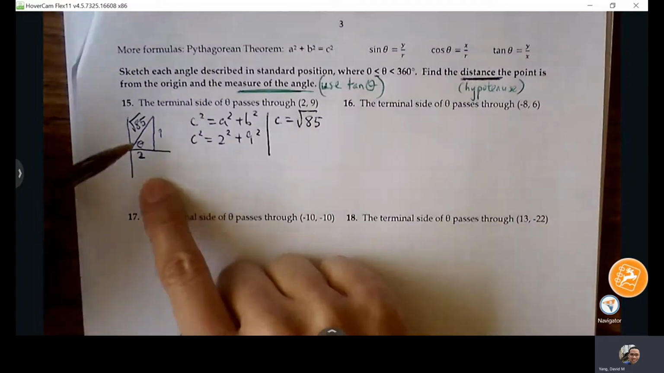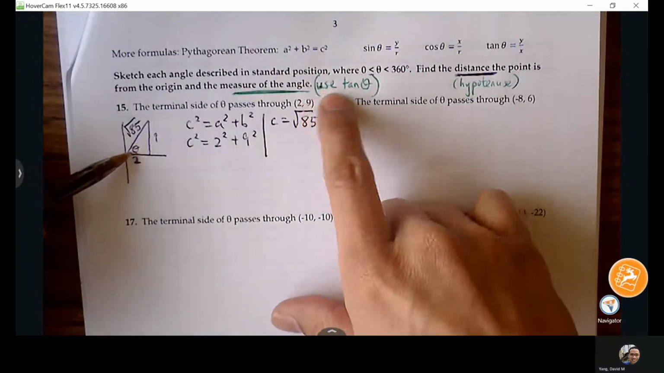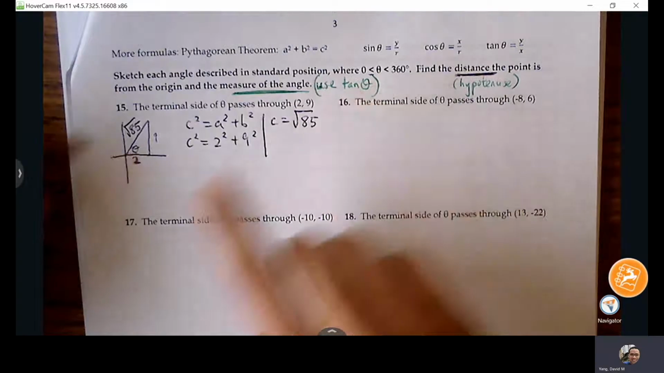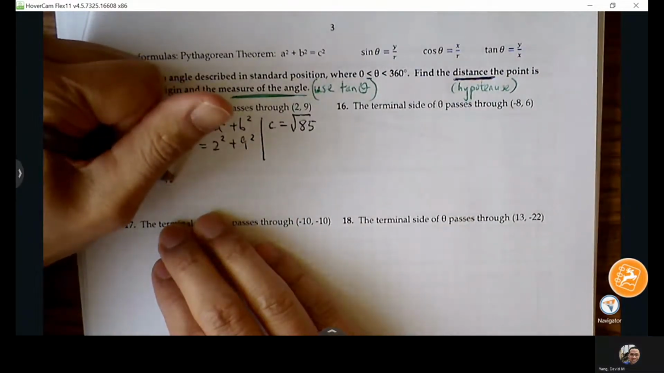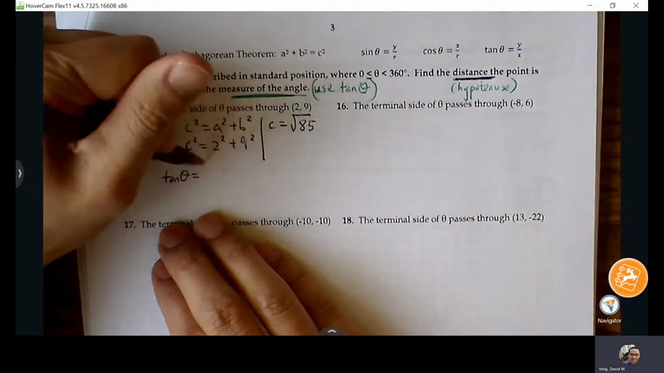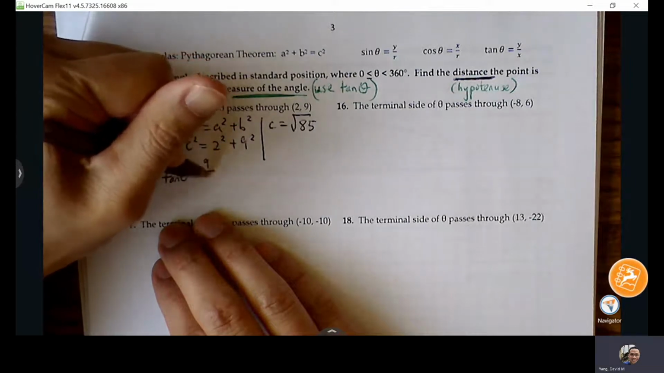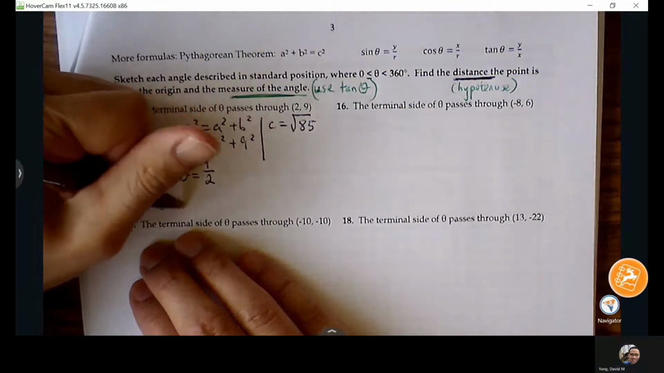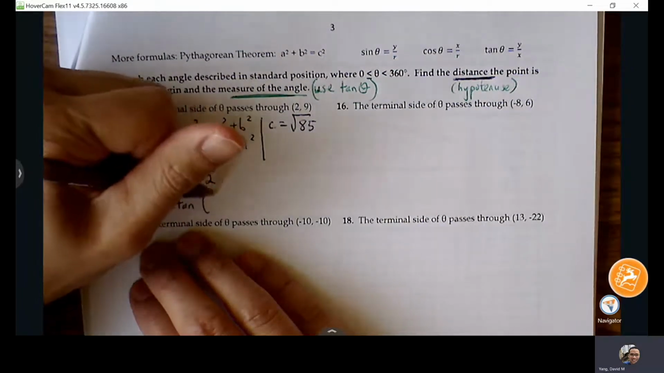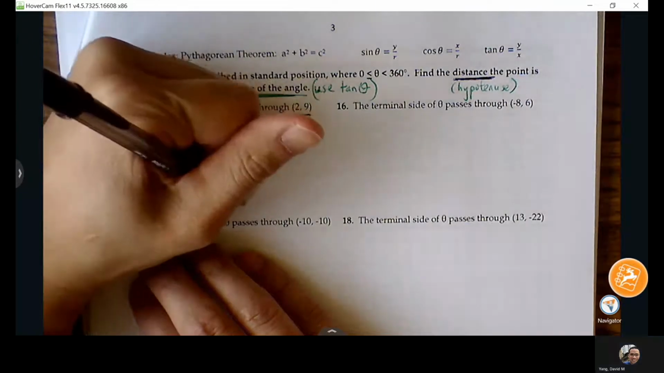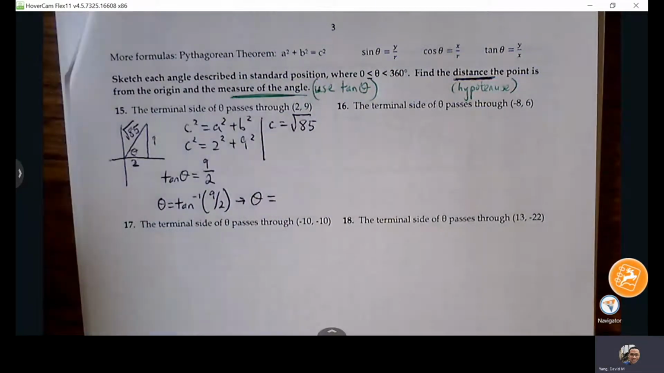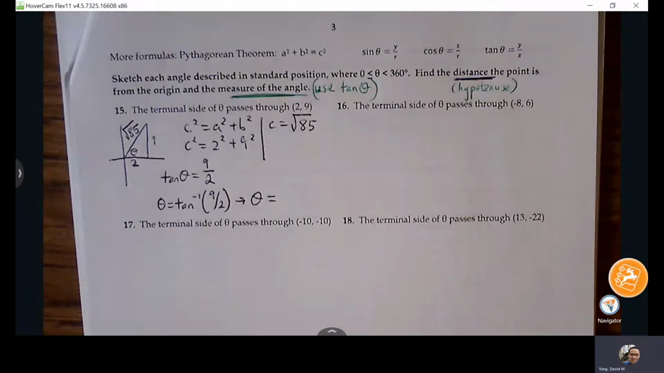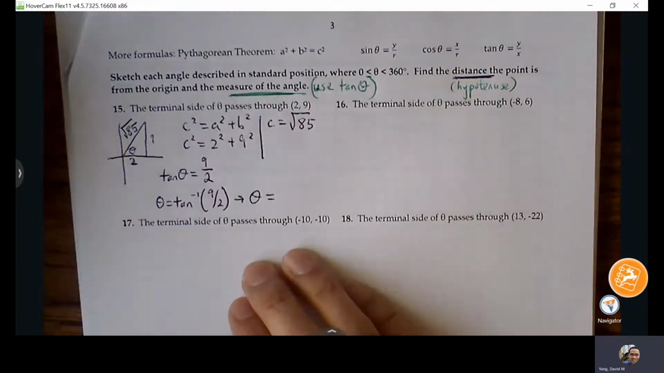All right, so to find the measure of angle theta, we'll use tangent theta. Y over x, opposite over adjacent. (77.47 degrees).